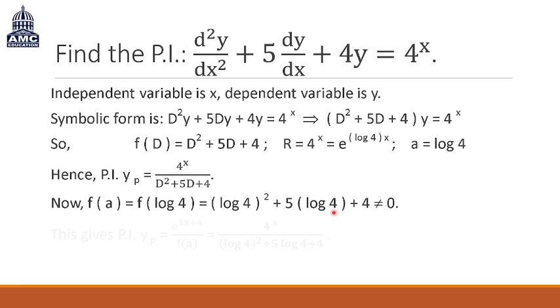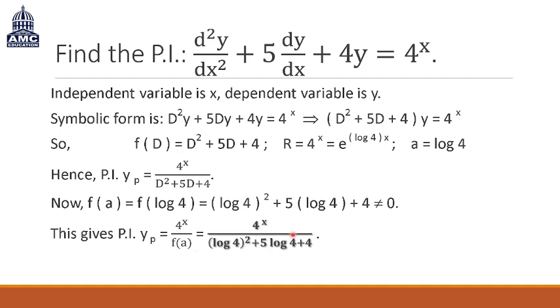Well, returning back to our video, we have seen that f(a) is not equal to 0. So this gives the particular integral to be 4 to the power x divided by f(a), because f(a) is not equal to 0. Now we substitute the value of f(a), and that gives us the particular integral as 4 to the power x divided by log 4 whole square plus 5 multiplied by log 4 plus 4. And that, my friends, is the particular integral for this given problem.